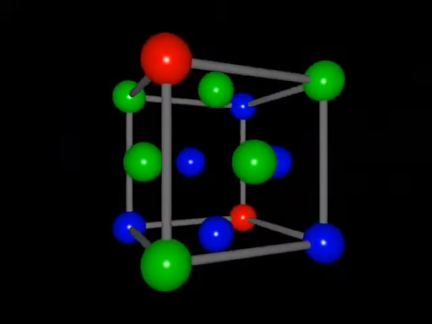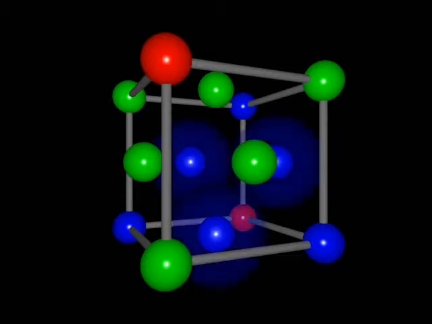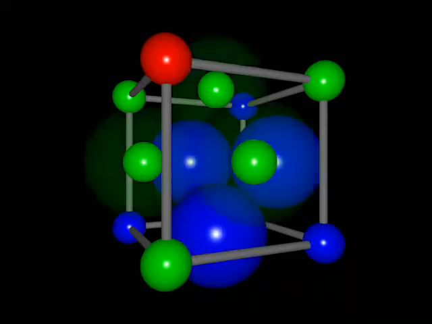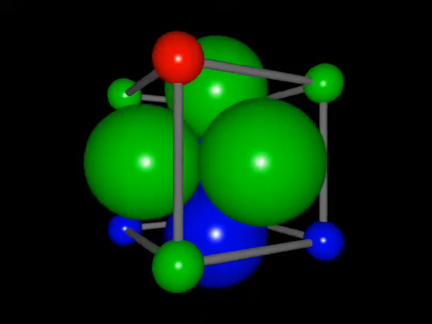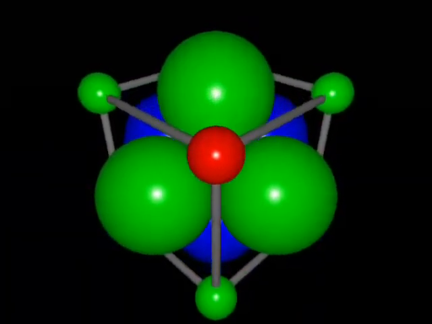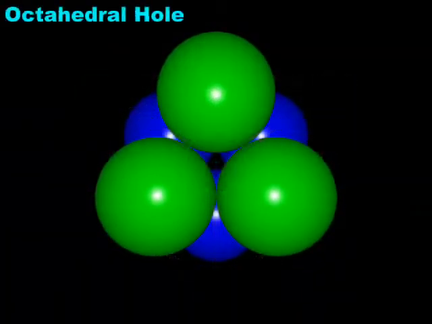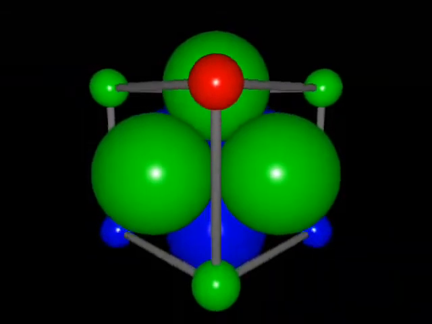Two types of spaces or holes exist between the layers of close-packed structures. The first type of hole is called an octahedral hole and is formed between 3 atoms in one close-packed layer and 3 atoms in a second close-packed layer immediately above or below the first. The space at the center of a face-centered cubic is actually an octahedral hole and is formed by 3 atoms in the green close-packed layer and 3 atoms in the blue close-packed layer.